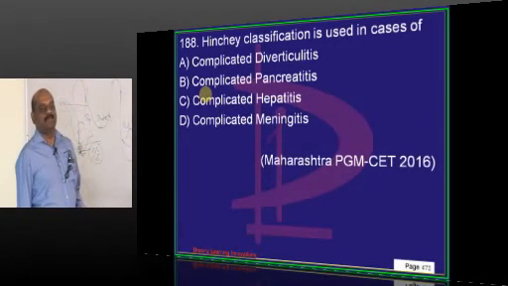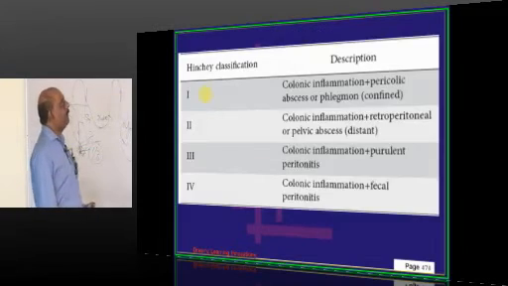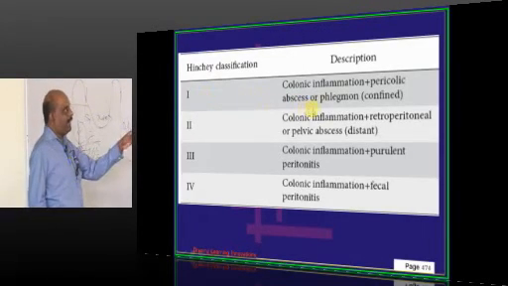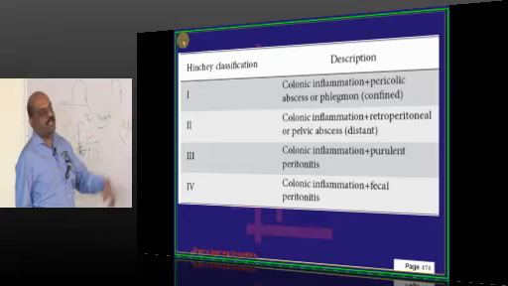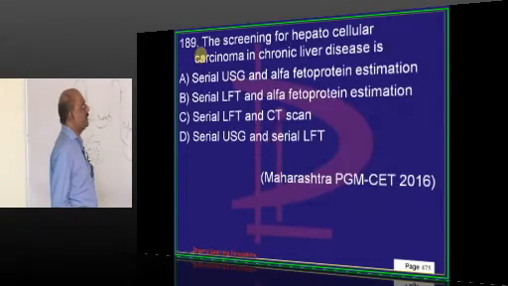Hinchey classification. Nobody will answer this correctly. So what is Hinchey classification? Complicated diverticulitis. You classify whether a pericolic abscess is there, any pelvic abscess is there, purulent peritonitis is there. They are the deciding factors to decide the diverticulitis severity, which is basically called Hinchey's classification.